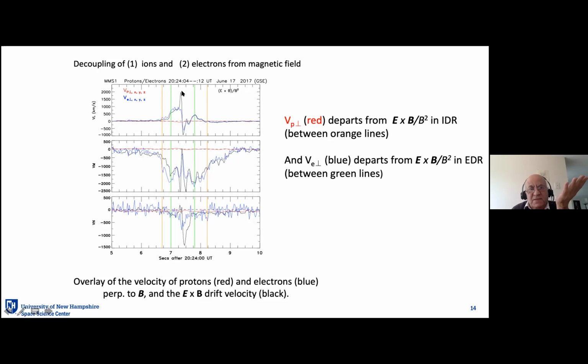So in this wider region here between the orange lines, you have that P perp departs from the black trace here, and in between the green lines, it is the blue trace which departs from the black trace, which means this is the IDR, where the electrons are still coupled to the field, and this is the EDR, where even the electrons are decoupled from the field.